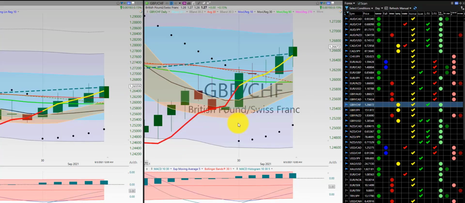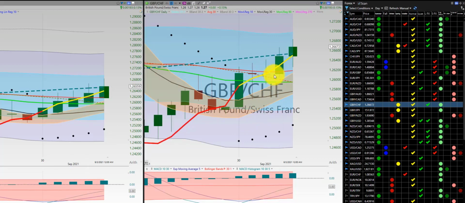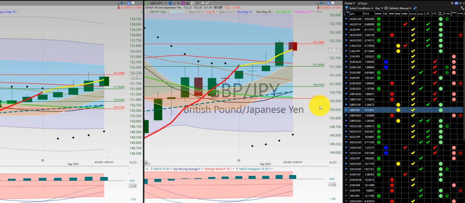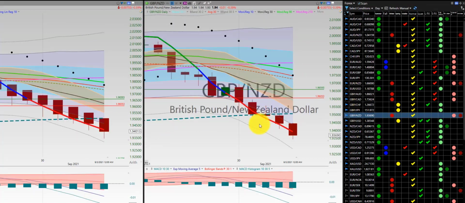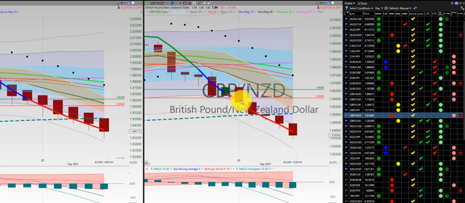British pound, Swiss franc, no trade. Initial trade here, out for a loss, no trade. Initial trade here, out at the 200. This is a green doji, but it was above the RL10. British pound, Japanese yen. Initial trade here on Thursday, out for a small loss on Friday. British pound, New Zealand dollar, had two red candles south of the RL10, and then out for a small gain here. So 1, 2, 3 punch out. No further trade the rest of the week.